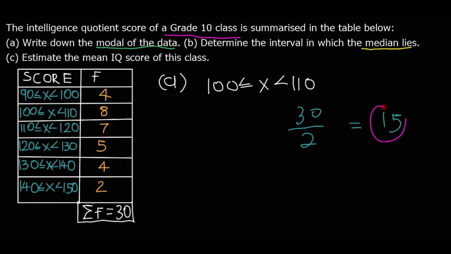But this is not the answer. To find the interval of the median, we need to add these frequencies in this manner. We add from bottom to top, or from top to bottom. When we add, we add in such a way that we stop at a number that reaches this number 15. What I'm trying to say is that we want to add these numbers. It's all up to you, whether you move from top to bottom or from bottom to top. So let's move from bottom to top.